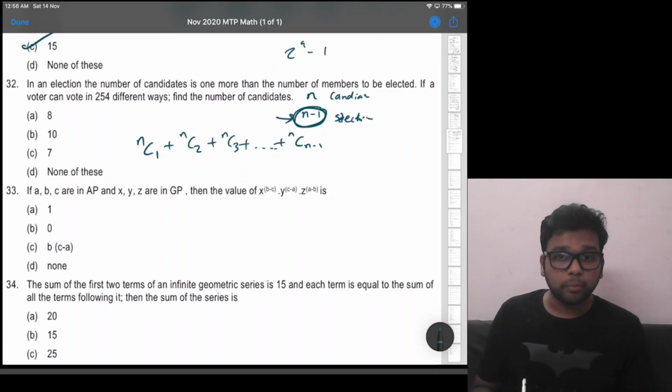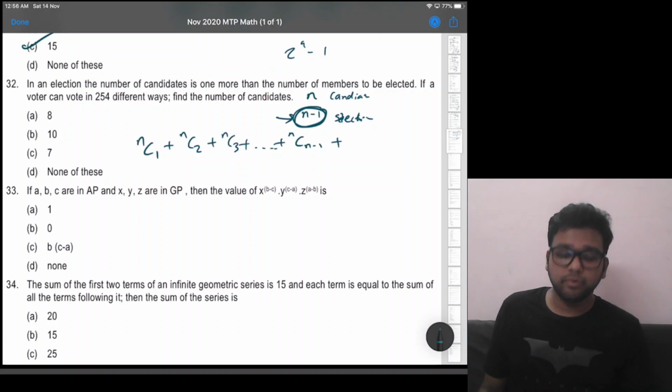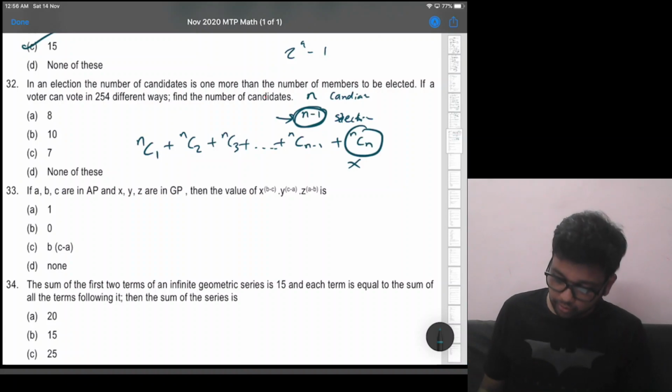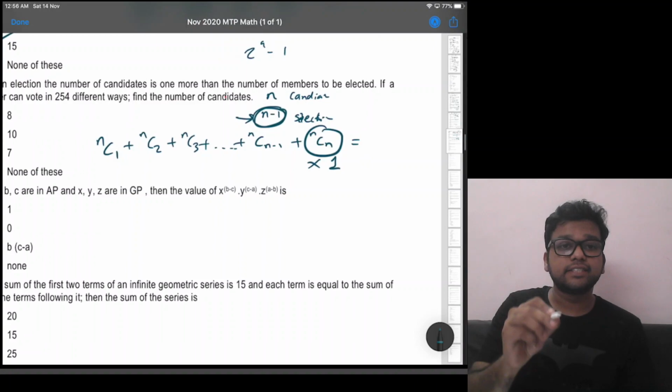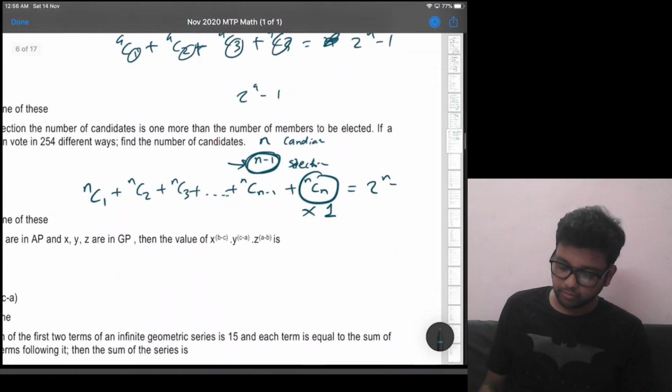Now it is better to go by options. Why? Or actually there is one more way. See, the next term to this will be what? NCN. We do not have to include this, okay? But you know that this is 1. And the formula for NC1, NC2, NC3 up to NCN is, we just saw, 2 raised to n minus 1.